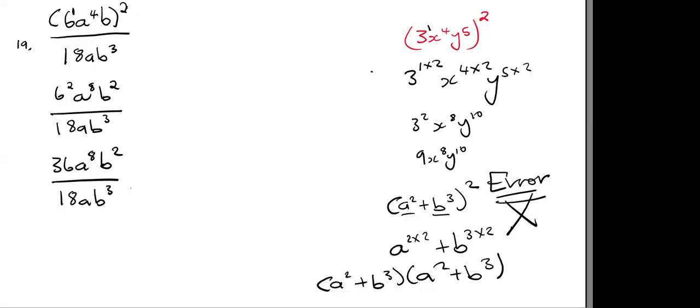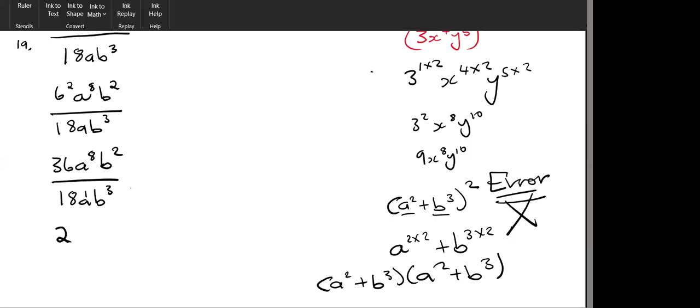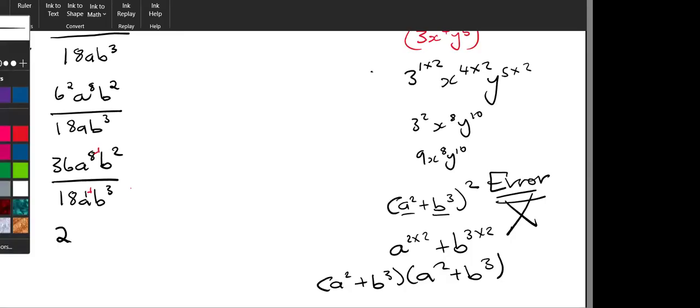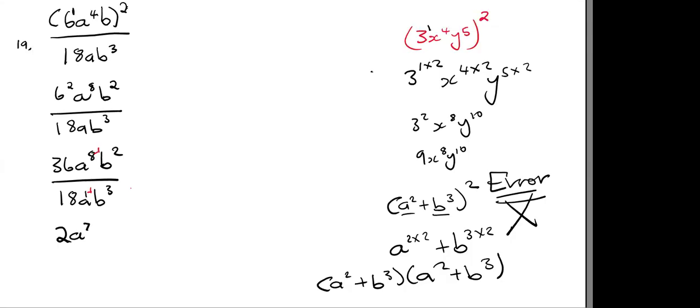Now, 18 goes into 36 without leaving a remainder. How many times? 2 times. The exponent of a is 1, right? It's there, but it's not there. Hence, I'm going to subtract by 1 from both exponents, or both powers, sorry. So 8 minus 1 is going to give me a exponent 7.